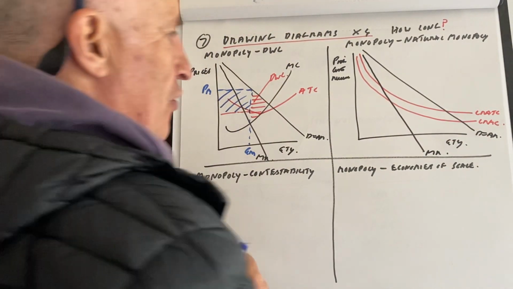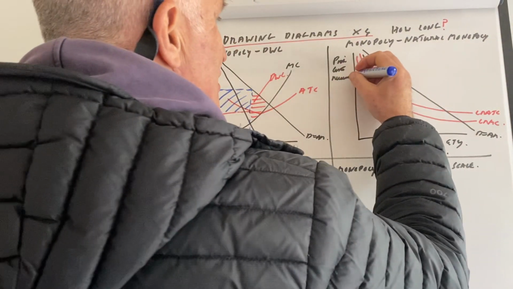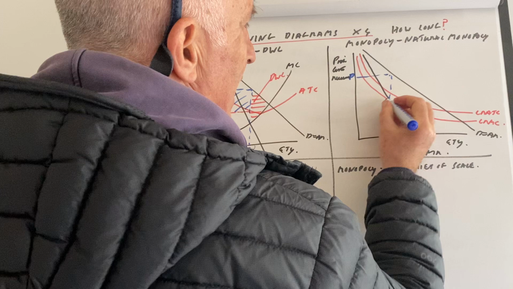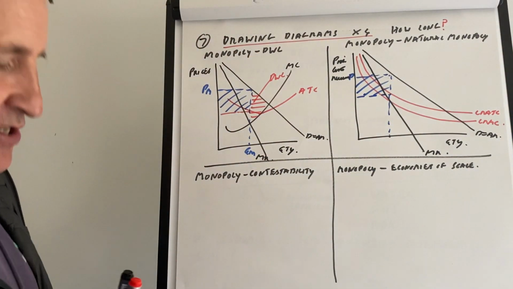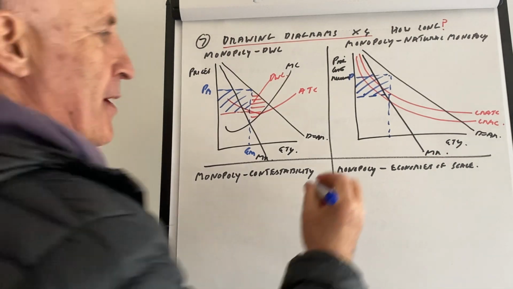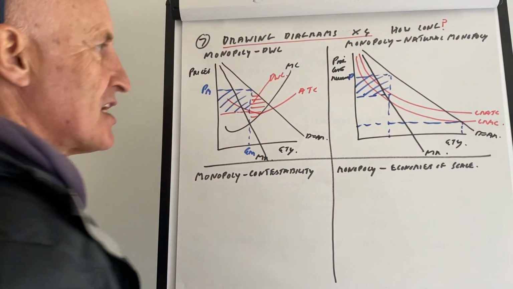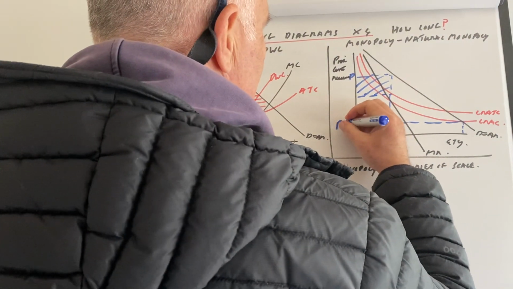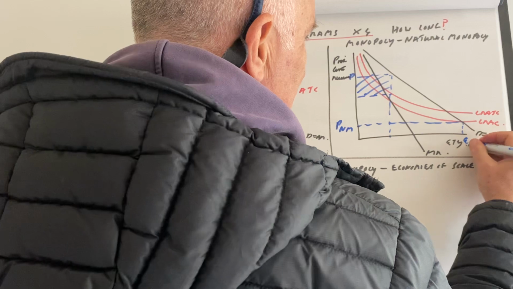And then we always obviously produce where MR is equal to MC. So that is the price. And there, that is my monopoly profit. However, from society's viewpoint, we would be far better off producing where MC is equal to P, which is the point of allocative efficiency. So this is the price in a natural monopoly, and this is the price under regulation.